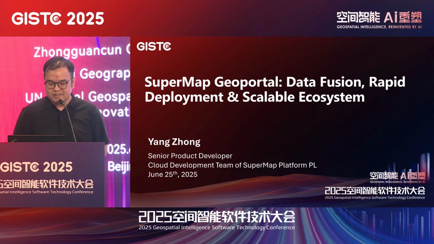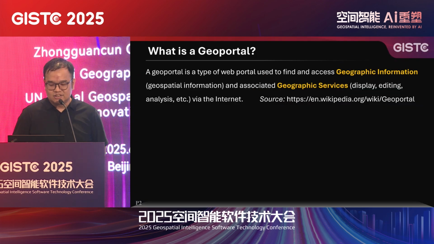Today I'll be presenting this session with the topic of SuperMap GeoPortal: data fusion, rapid deployment, and scalable ecosystem. I'm going to start off with a question: what is a GeoPortal? There's a Wikipedia definition that says it is a web portal that helps you access geographic information and services. The core emphasis is to integrate different types of geospatial data sets and different geoservices within this one online platform.